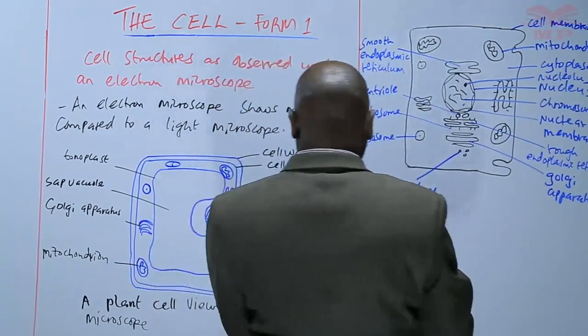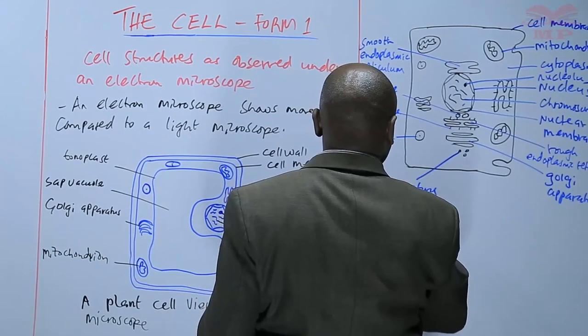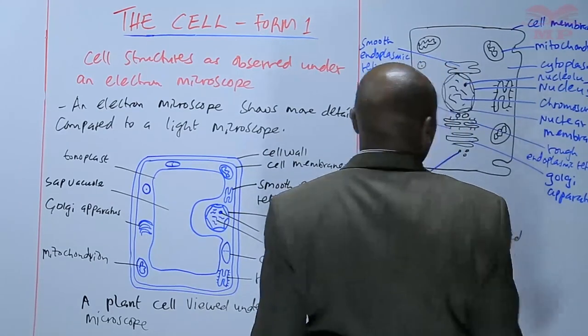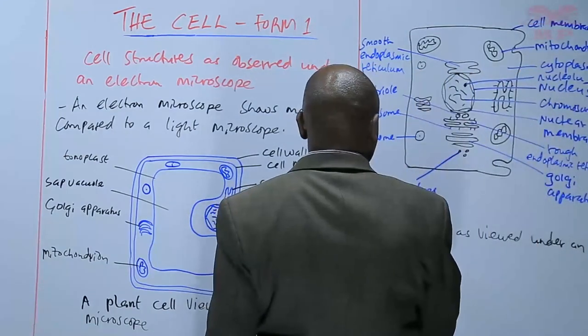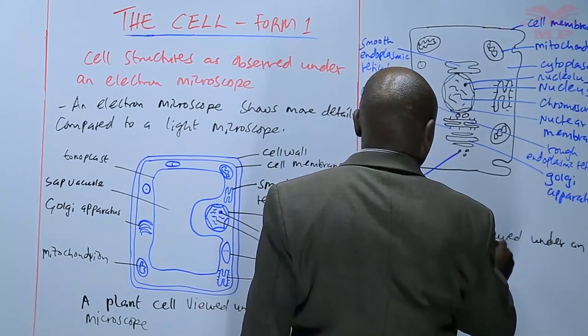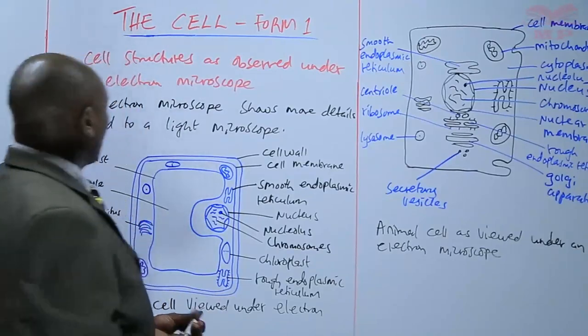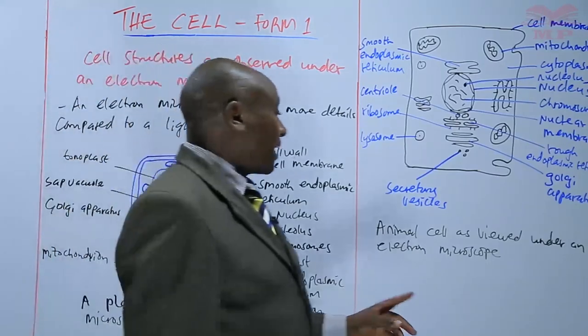So this is an animal cell as viewed under an electron microscope. So it shows more details. So both diagrams show more details of a plant cell viewed under an electron microscope and the animal cell viewed under an electron microscope.